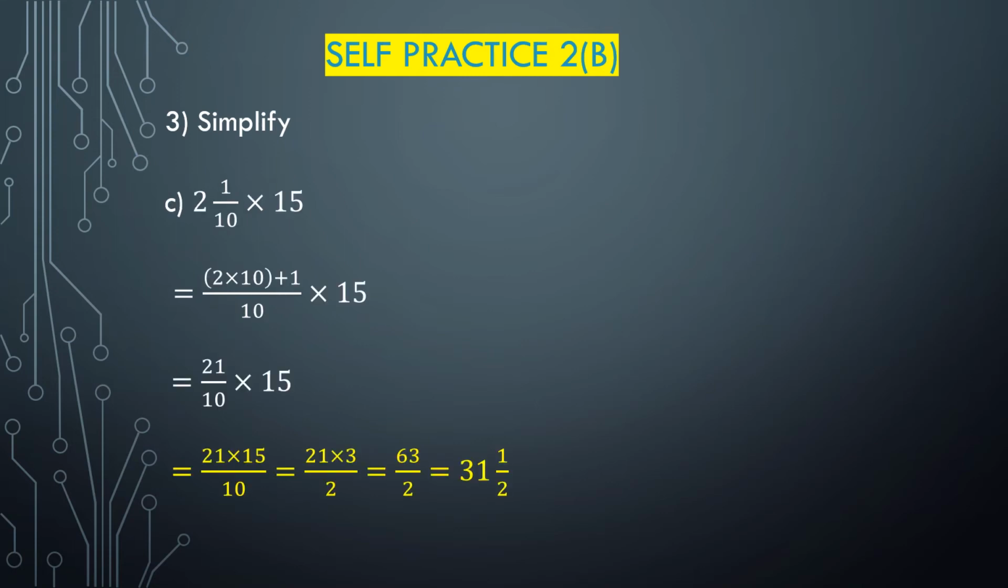Now we solve question number 3, part C: 2 1/10 multiplied with 15. This is the product of a mixed fraction and a whole number. First we convert this mixed fraction into an improper fraction.